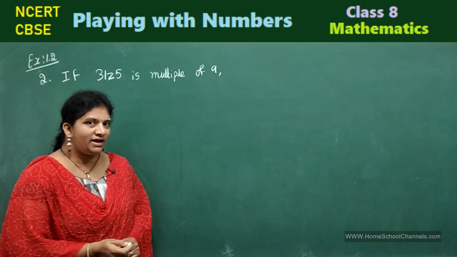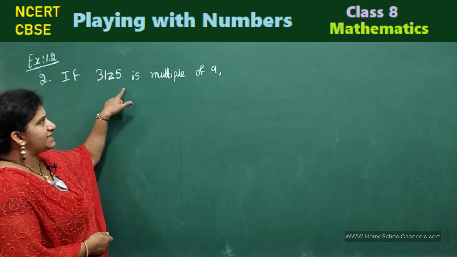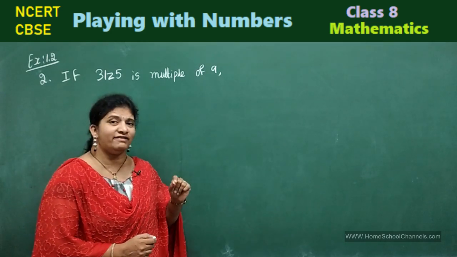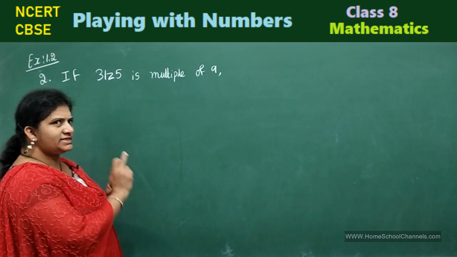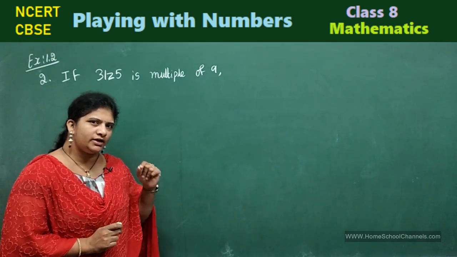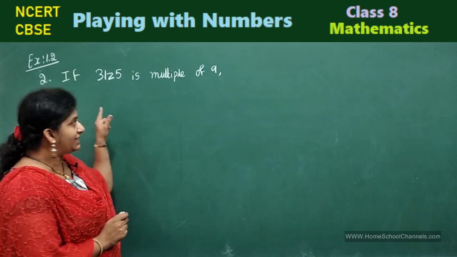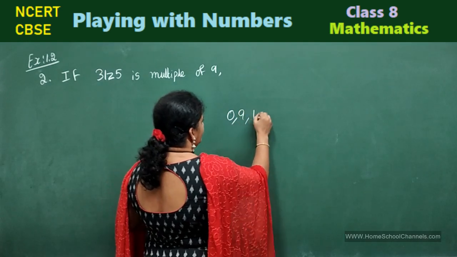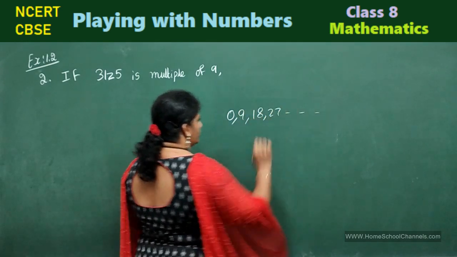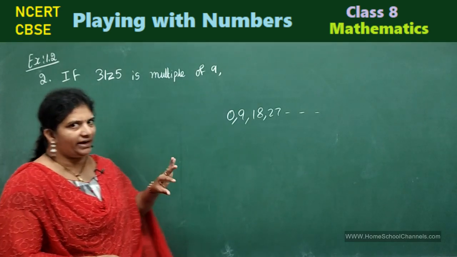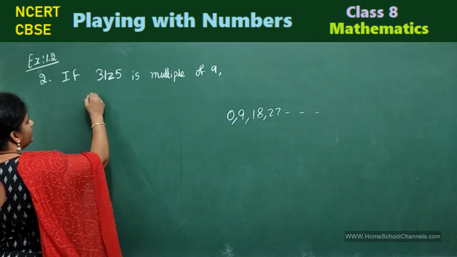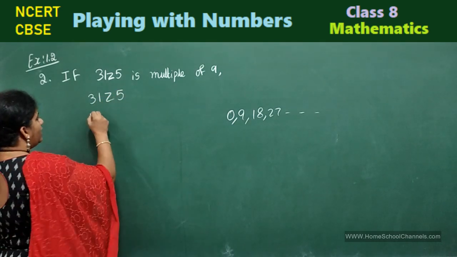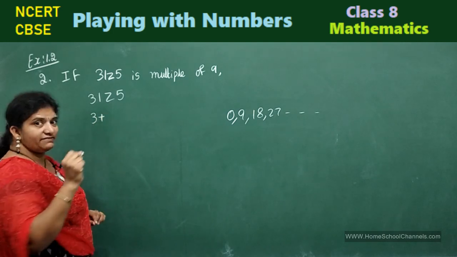Second one, same manner. If 31z5 is multiple of 9, where z is a digit, find the value of z. If it is a multiple of 9, what are all the numbers you should remember? The total of these digits must be either 0, 9, 18, 27, and so on. Just keep those numbers in your mind and start doing this. 31z5 is a 4-digit number. Add the numbers by using divisibility rules.